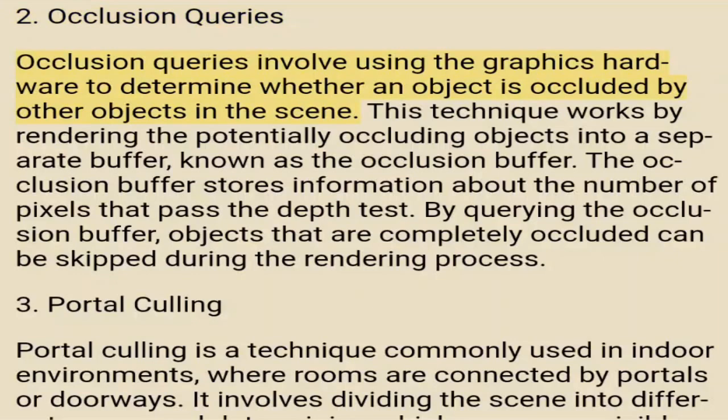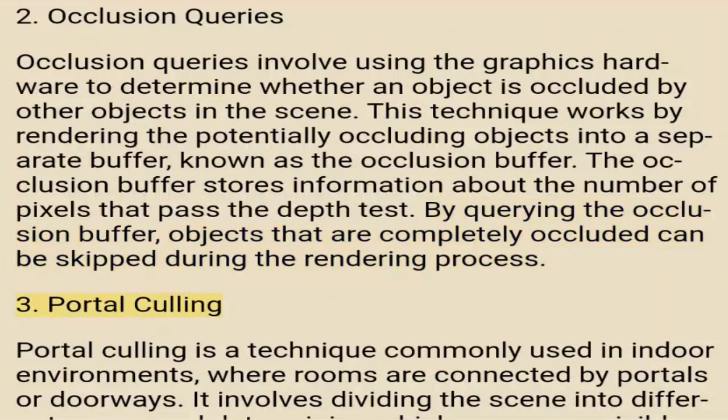2. Occlusion queries. Occlusion queries involve using the graphics hardware to determine whether an object is occluded by other objects in the scene. This technique works by rendering the potentially occluding objects into a separate buffer, known as the occlusion buffer. The occlusion buffer stores information about the number of pixels that pass the depth test. By querying the occlusion buffer, objects that are completely occluded can be skipped during the rendering process.